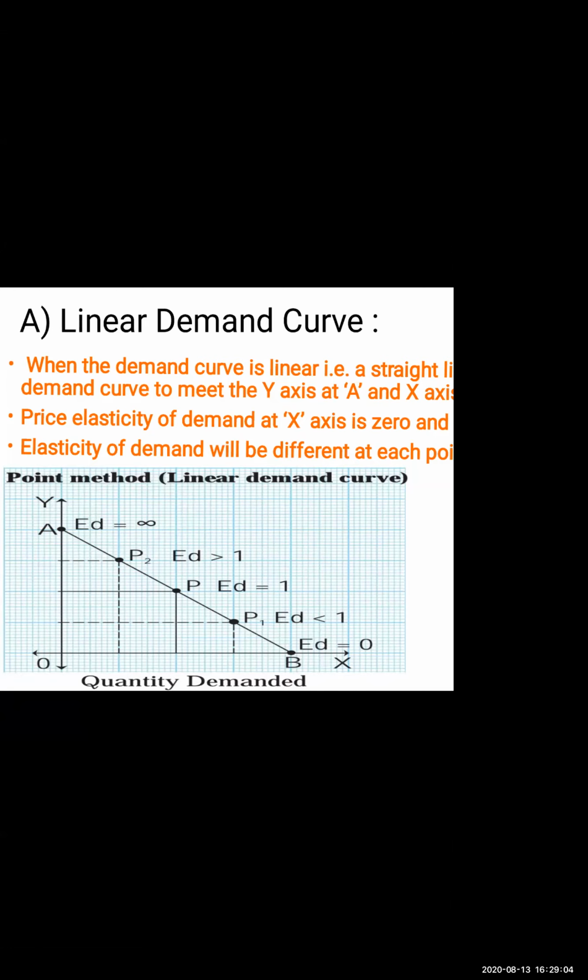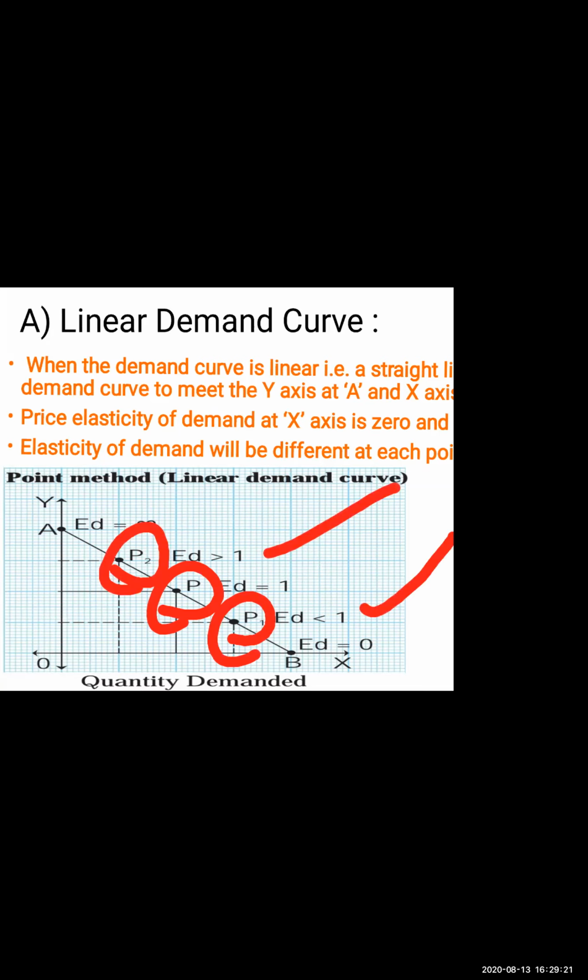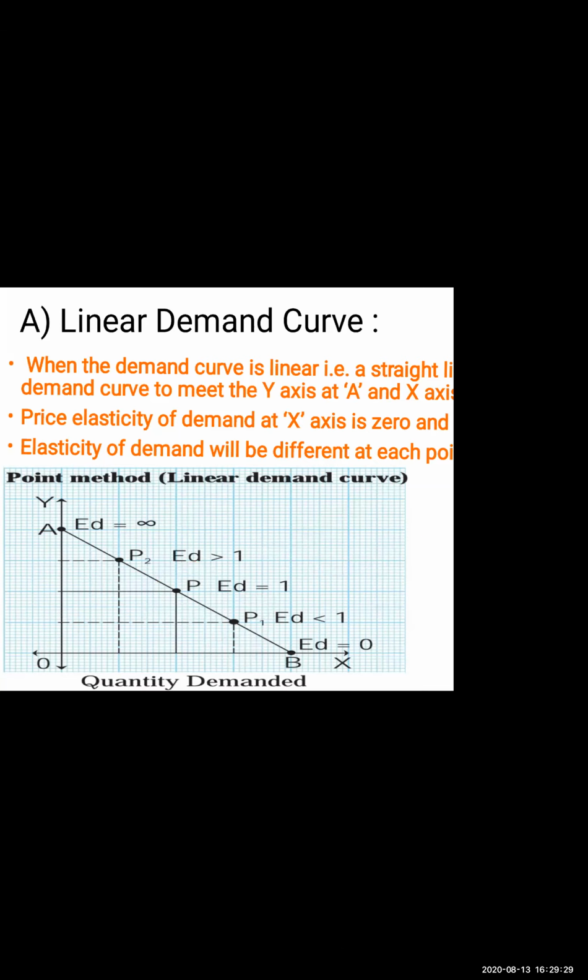This is the middle term. ED is equal to 1. P is the middle. Below the middle, ED is less than 1, and above it, ED is more than 1. Relatively elastic, relatively inelastic, unitary elastic, perfectly inelastic, perfectly elastic. Okay, moving ahead now. This concept is clear. We will now take a different example.